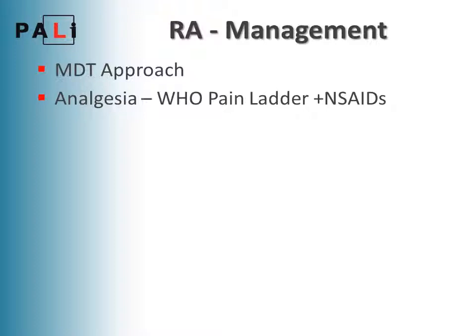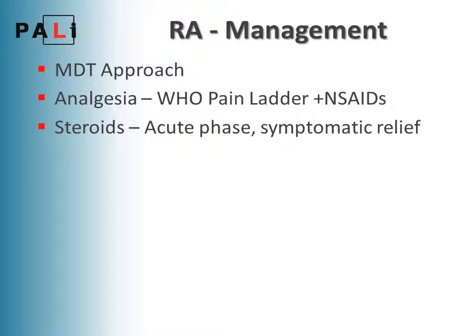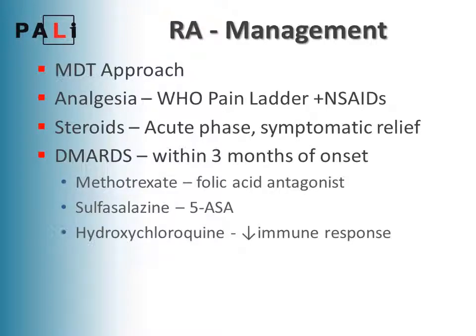And as before, using the World Health Organization's pain ladder and the use of non-steroidal anti-inflammatories is important in rheumatoid arthritis. Steroids can be very useful in the acute phase to provide symptomatic relief, whilst establishing them on what are now known as disease-modifying anti-rheumatic drugs. The aim now is to start all patients with a diagnosis of rheumatoid arthritis on these within 3 months of their onset or diagnosis.